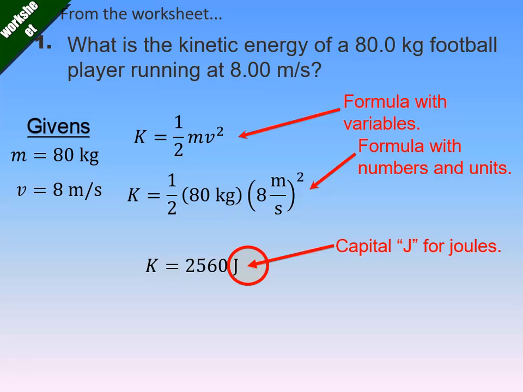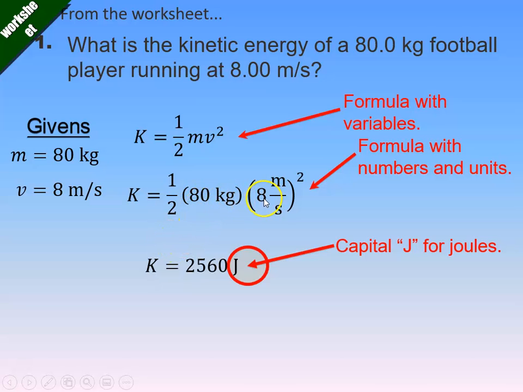So a quick example of this. What is the kinetic energy of an 80-kilogram football player running at 8 meters per second? Well, you write your givens down. So you have your mass is 80 kilograms, your speed is 8 meters per second. You have your formula, K equals 1/2 mv squared. The next step is you plug in your givens with units. Notice, keep the units. And then at the end, you multiply everything out.